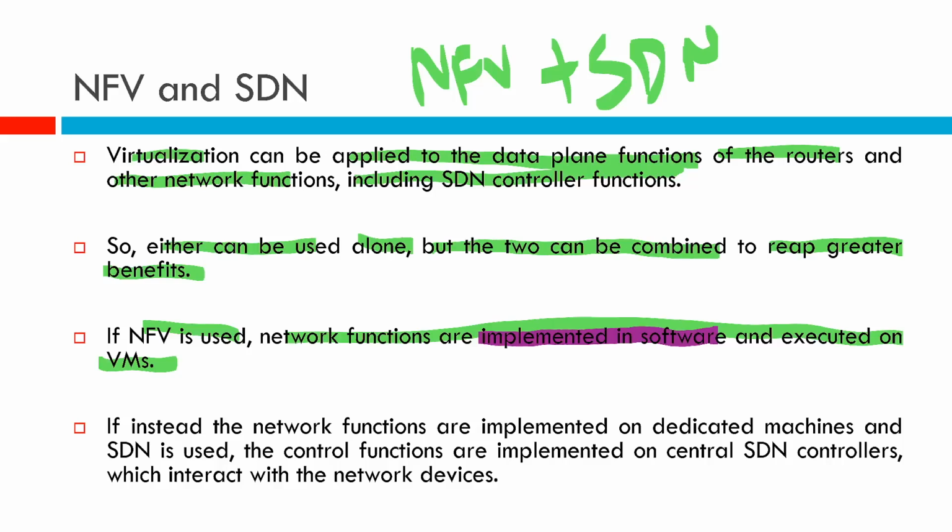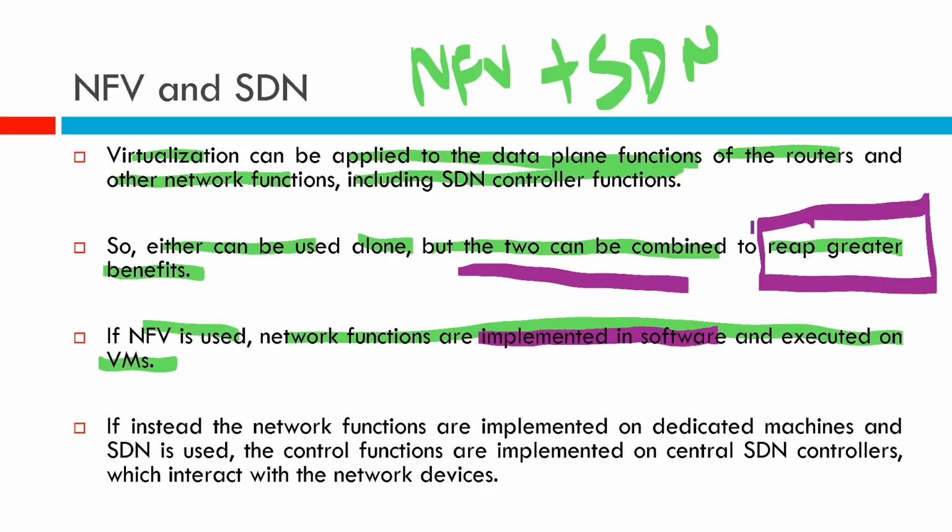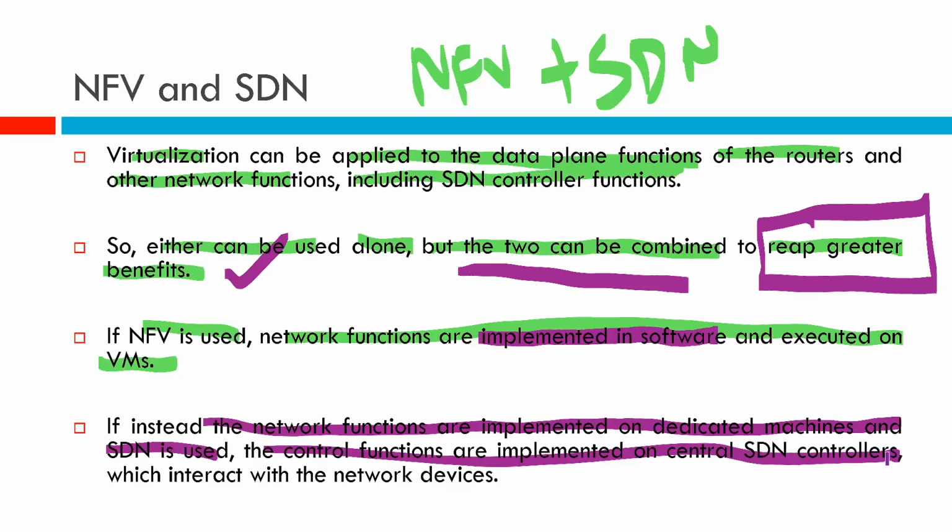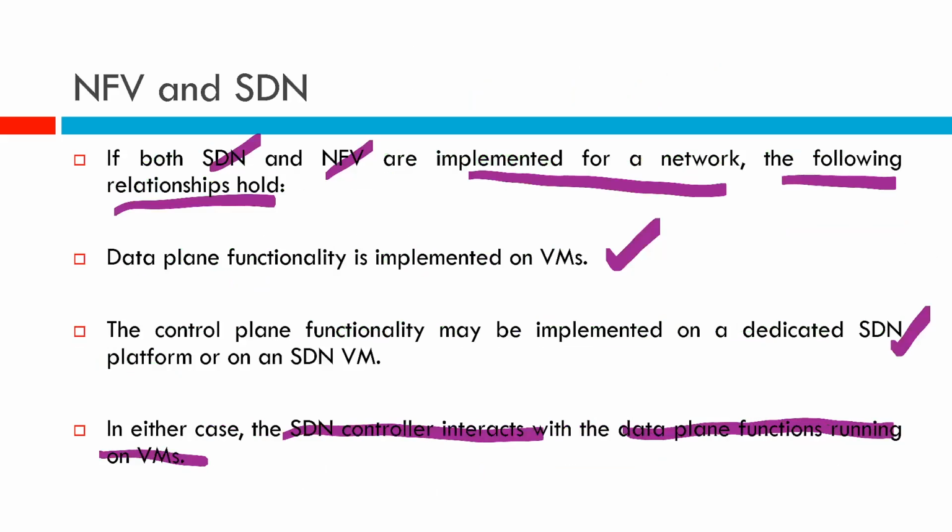And if you put them together, you reap greater benefits. Reap means you will get a lot of benefit. Instead of network functions being implemented in dedicated machines, and SDN is used, the control functions are implemented on central SDN controllers which interact with the network devices. So this is also another benefit of SDN. Data plane functionality is implemented on VMs, and the control plane functionality may be implemented on a dedicated SDN platform or on an SDN VM.